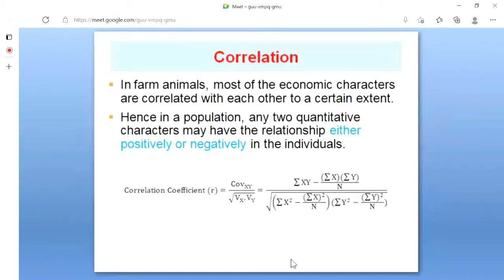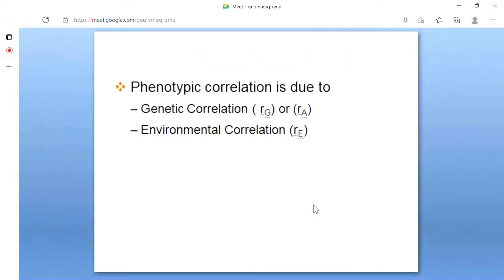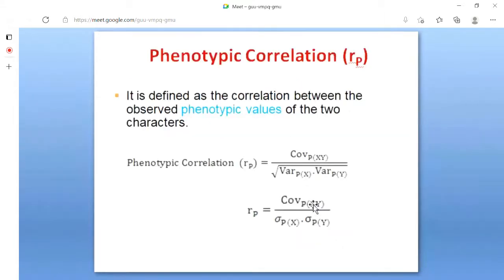And the correlation coefficient calculation is the same. This is the same formula used in regression and also in the calculation of heritability. Same formula. It may be phenotypic correlation, then genetic correlation, or environmental correlation. There are 3 types of correlation.